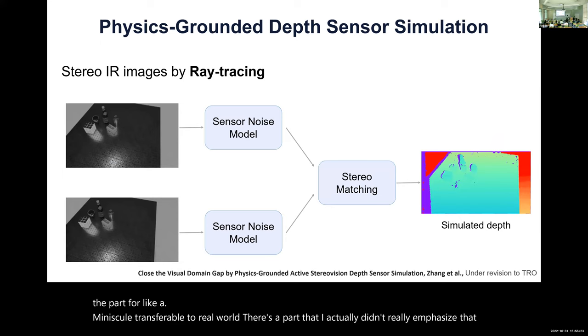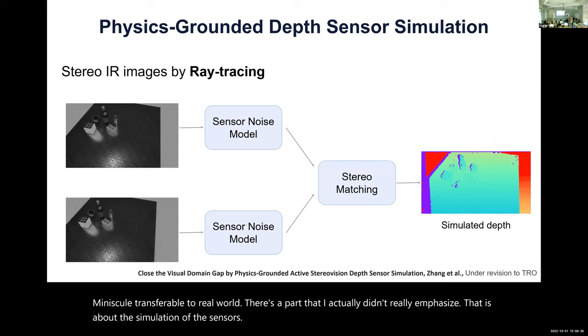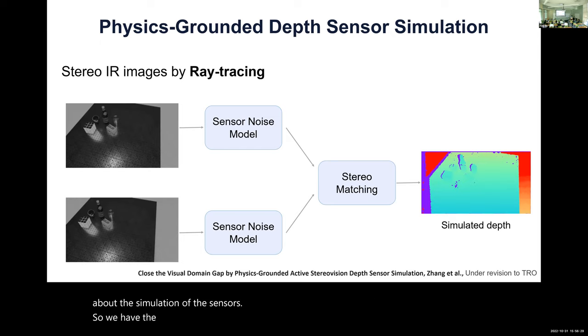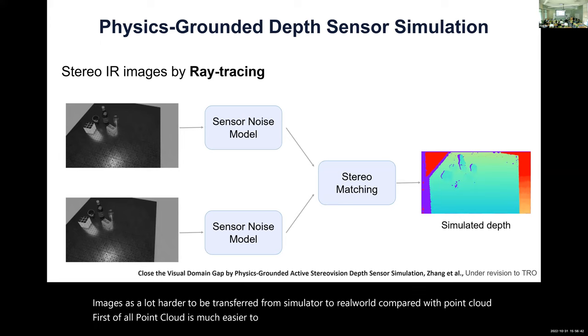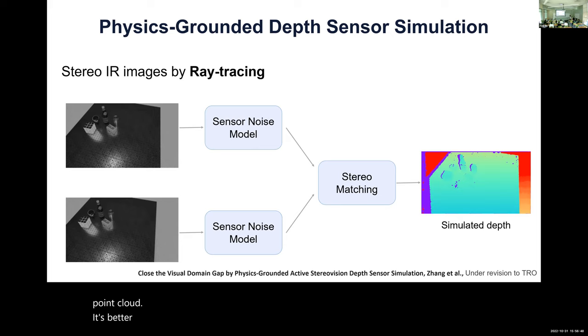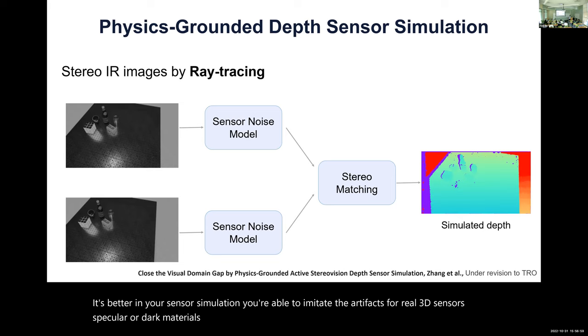That is about the simulation of the sensors. So we have the basic conclusion that RGB images are a lot harder to transfer from simulation to the real world compared with point clouds. First of all, point clouds are easier to transfer. And secondly, even if you want to transfer with point clouds, it's better in your sensor simulation to imitate the artifacts of real 3D sensors. Like for specular or dark materials, real 3D sensors cannot capture them. Then in the physical simulation, it shouldn't be made perfect.